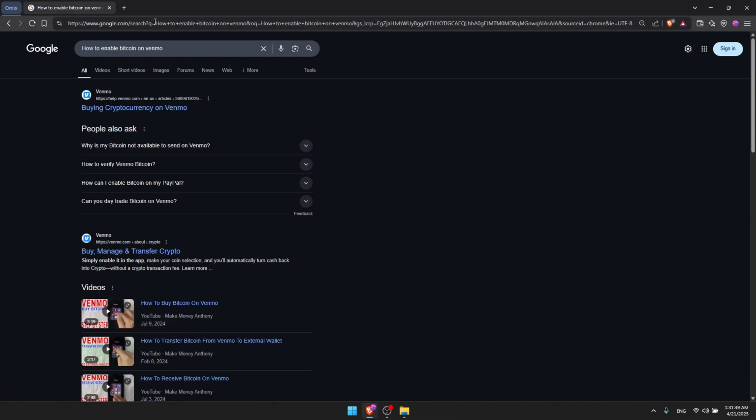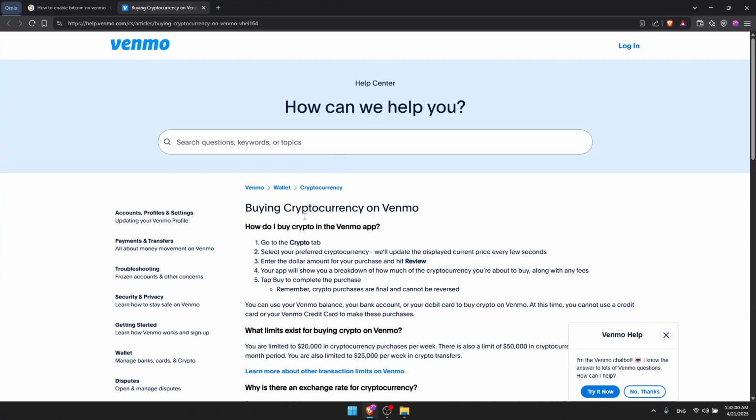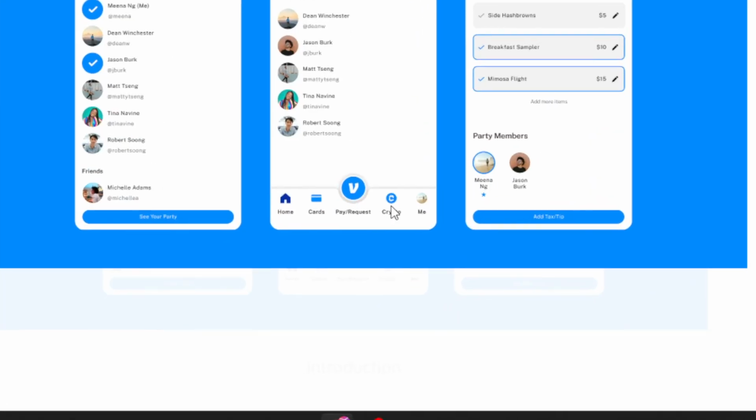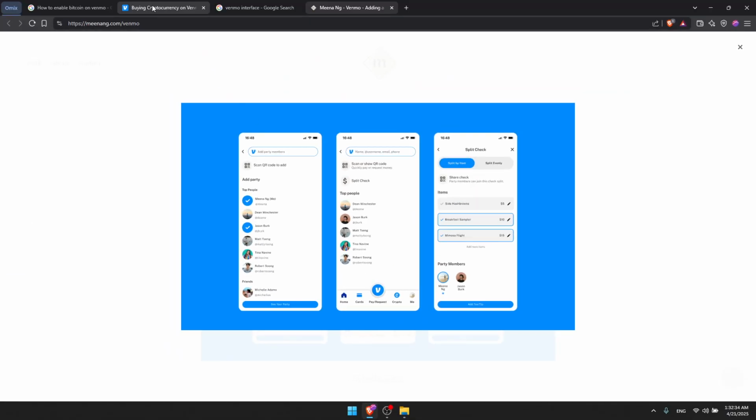So if you're okay with that, all you need to do, of course, is log in to your account. Once you're logged in, now how to buy cryptocurrency on Venmo, and specifically Bitcoin. All you need to do is click on the crypto tab. As an example, this is an interface of Venmo. As you can see, you'll find crypto right here. So just go and click on that.